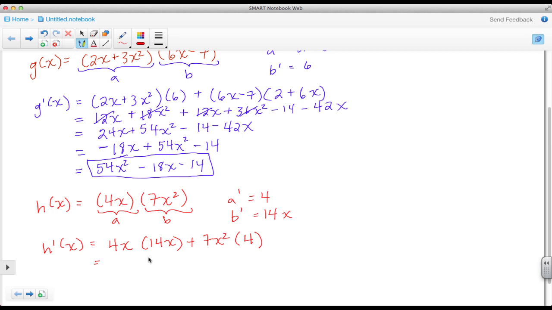And then I multiply these out. Well, 14 times 4 is actually 56. x times x is x squared, and then I've got 7 times 4 to give me 28, and I've got my x squared there. All right, I can combine these two terms. 56 plus 28 is actually 84, and I have an x squared. And I'm going to show this another way. This is using the product rule, but I could have easily multiplied these two factors together.